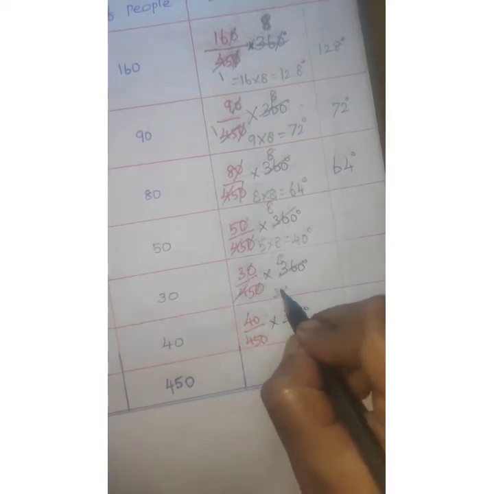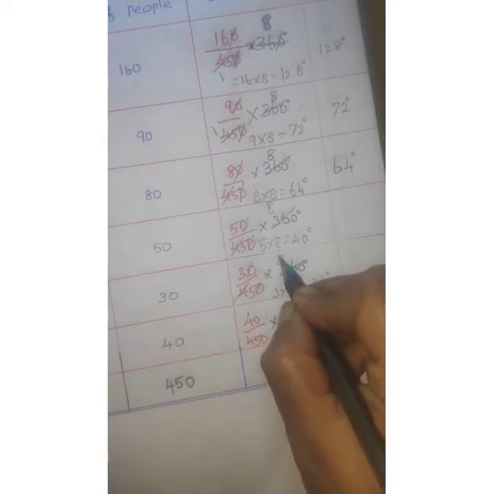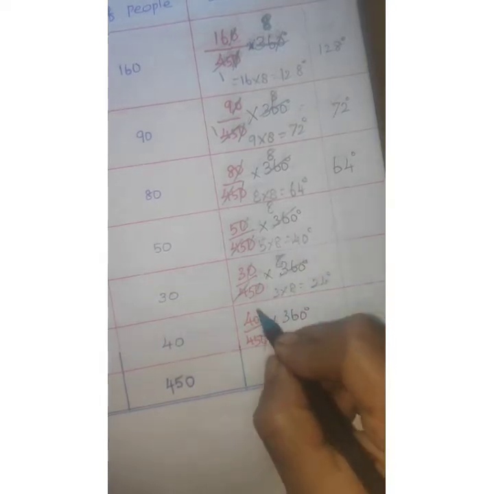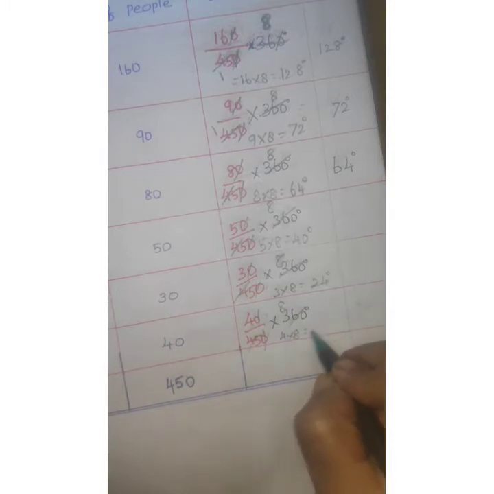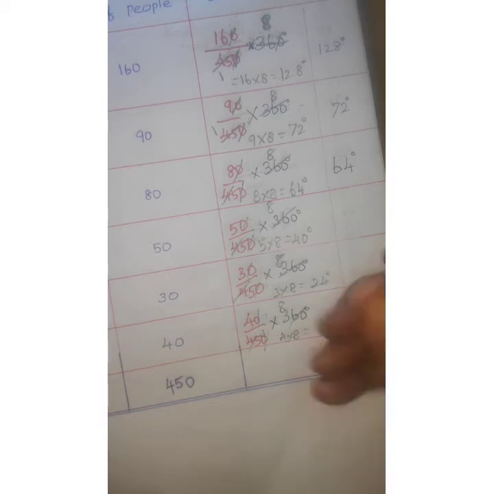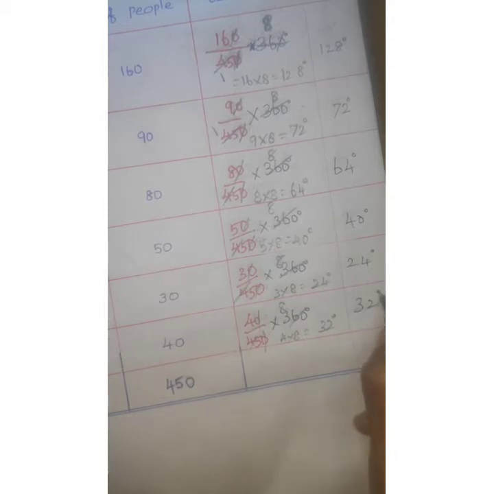So 3 into 8 equals 24 degree. 3 into 8 equals 24 degree. 4 eights are 32 degree. Write it as the answer there. Here the answer is 40 degree. Here 24 degree. Here 32 degree.